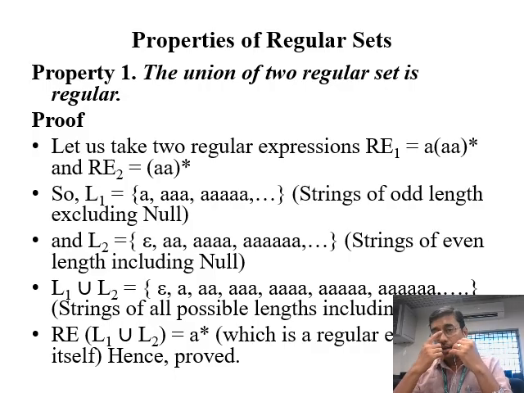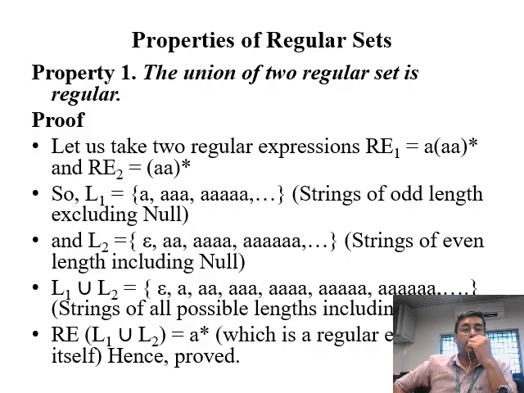First one, properties of regular sets. The first property: the union of two regular sets is regular. So we have to prove that the union of regular sets is regular. How are we going to do that? First, let us take two regular expressions. I am representing the first as RE1, A(AA)*, and the second regular expression RE2 is AA(AA)*. For these RE1 and RE2, I have to prove that the union of two regular expressions is regular.